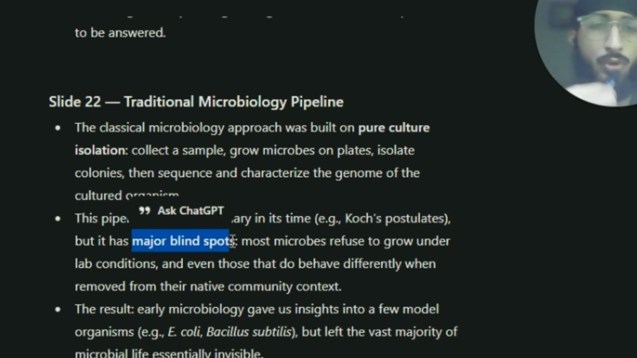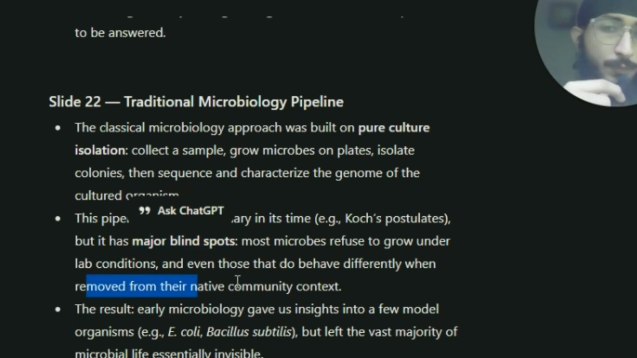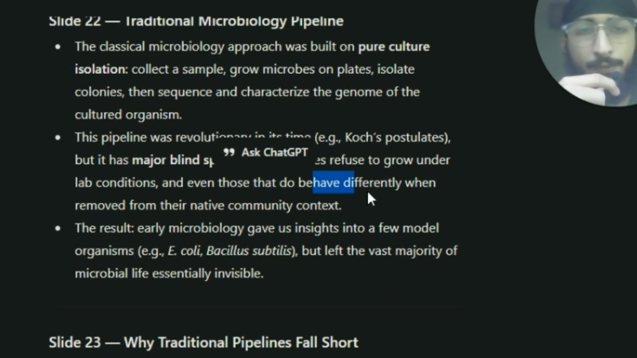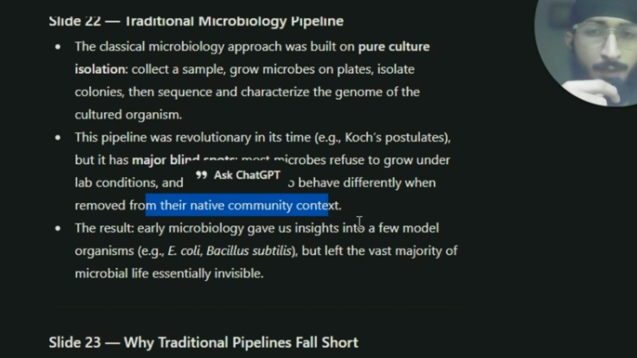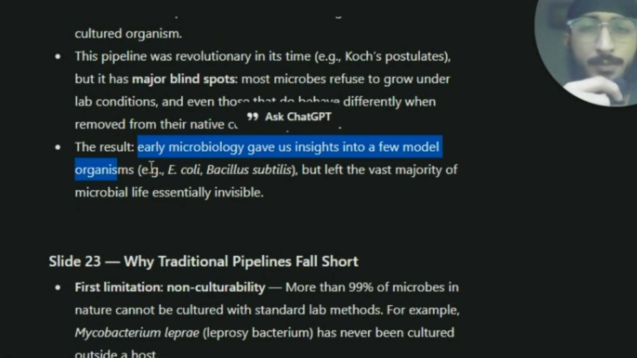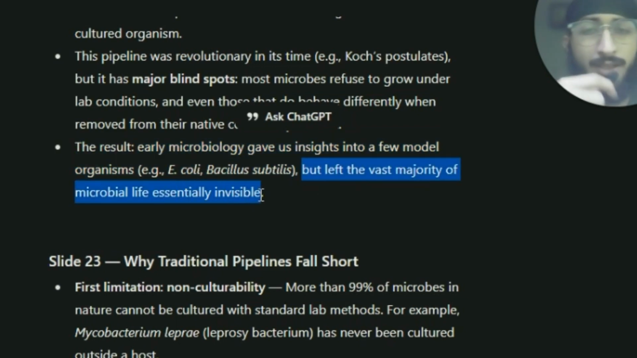Most microbes refuse to grow under lab conditions, and even those that do behave differently when removed from their native community context. The result, early microbiology gave us insights into a few model organisms, for example, E. coli, Bacillus subtilis, but left the vast majority of microbial life essentially invisible.